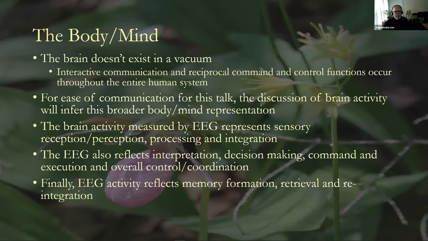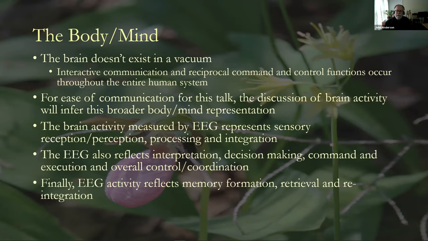So the brain activity measured by the EEG represents sensory perception and reception. So sensory input comes in through our senses. It gets distributed to the parts of the brain that are associated with those areas, those functions. It integrates it to some degree. It interprets it. It sends it to an integration area that then integrates it with other sensory input. So we might see visual input. We might hear audio input. We might experience temperature, tactile sensations by touching something, and so on.